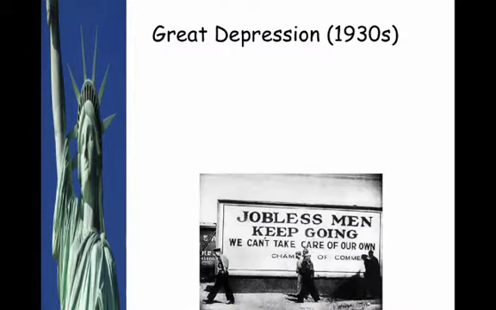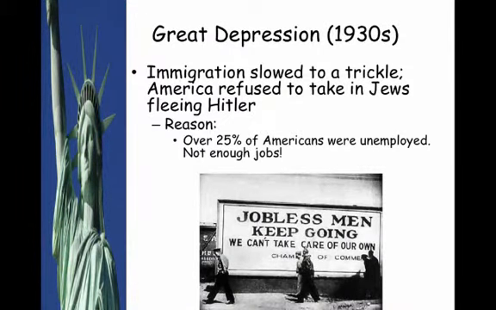During the Great Depression, immigration slowed to a trickle. And also, America refused to take in a lot of people who were looking to get out of Europe, especially the Jews who were fleeing Hitler. They saw the writing on the wall. They kind of had a sense of what was coming. America doesn't take very many in. And the reason? Over 25% of Americans were unemployed. There simply were not enough jobs for the people who were already here. So they were not going to let additional people in.